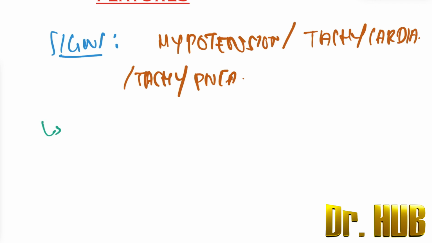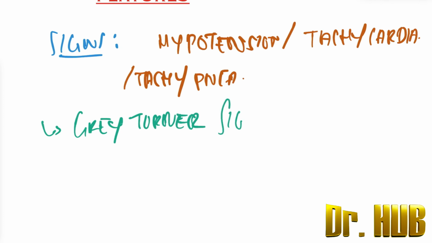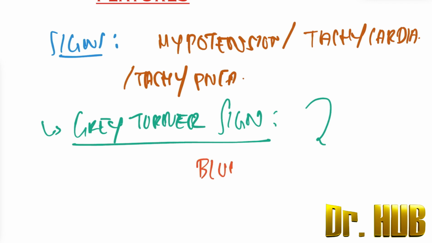Then we look at the Grey Turner sign. So what is the Grey Turner sign? It is a bluish discoloration of the flanks.